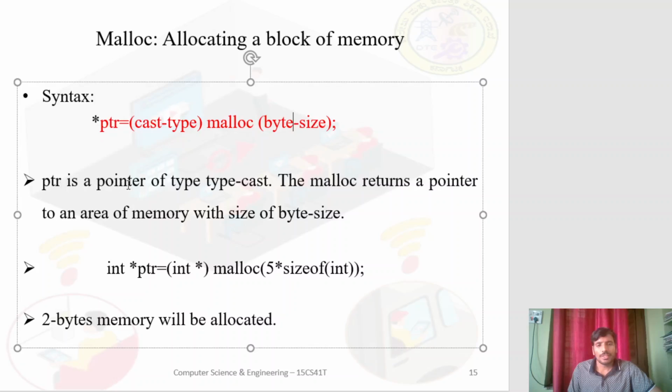Pointer ptr is a pointer of typecast. We must use the pointer of the same data type. The malloc returns a pointer to an area of memory with size of byte size. Here is one example: int star ptr equals int star malloc of size, how many blocks of memory you want, you can specify here, into size of the data type.